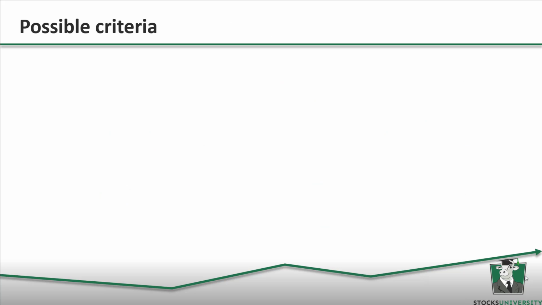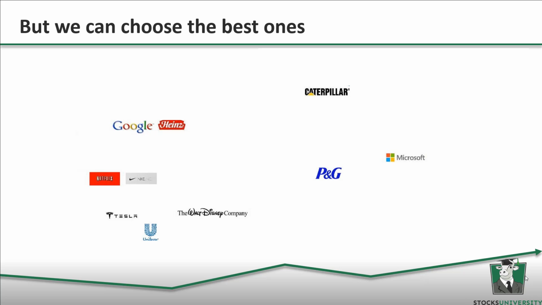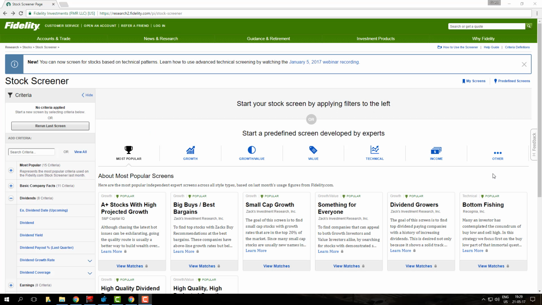A stock screener allows us to input certain threshold criteria, such as a minimum amount of revenue or earnings, and it will spit out stocks that fulfill our requirement. This way, we can quickly sift through thousands of stocks and focus our in-depth analysis to only a handful of companies. Our first stock screener today is Fidelity's stock screener.